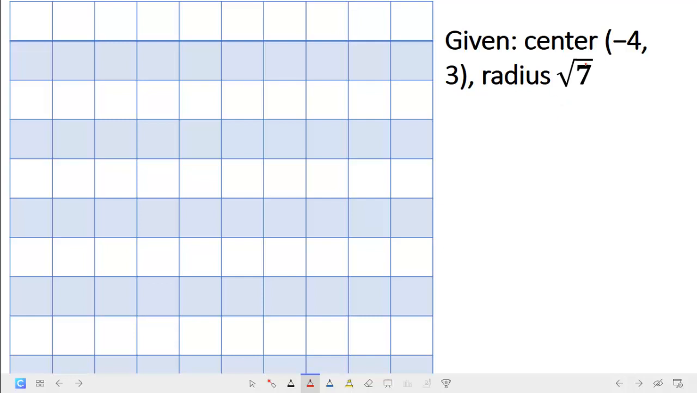How about if we have the center negative 4, 3? So, negative 4. So, this is our x-axis. Okay. We have negative 4, 1, 2, 3, 4. This is negative 4. And 3, we have 1, 2, 3. This is our 3. So, this is our point. This is our center. And the radius is square root of 7.